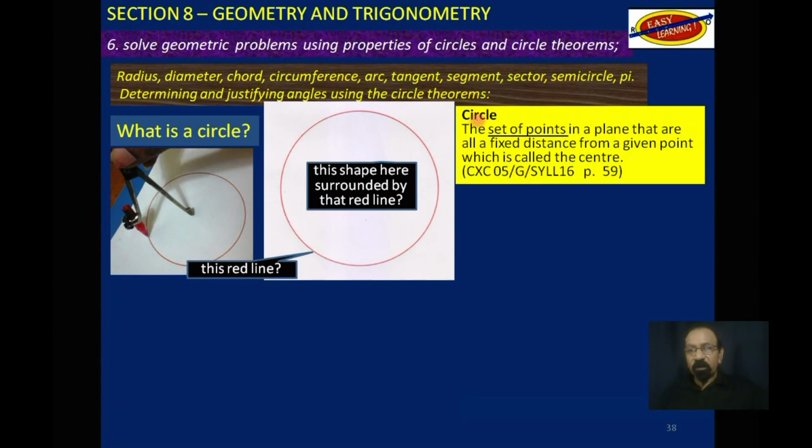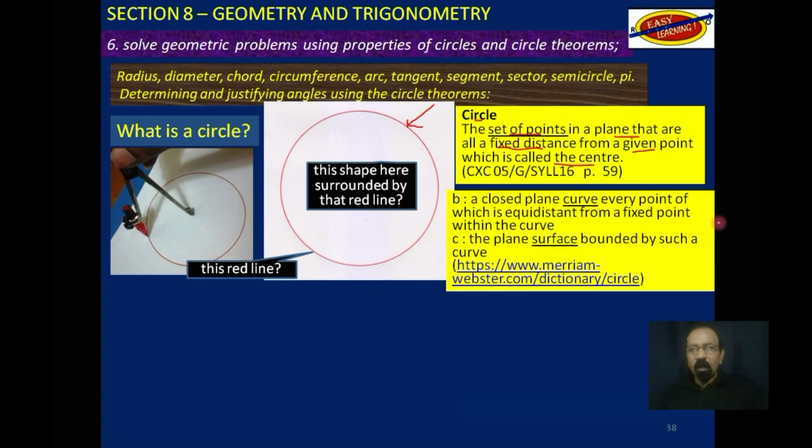However, your syllabus says, and this is a definition from your syllabus, that a circle is the set of points in a plane that are all at a fixed distance from a given point that is called the center. So according to this definition in your syllabus, it is not the space in there, it is actually this red line here.